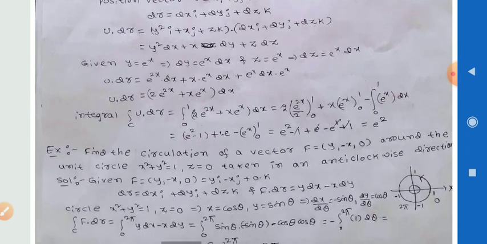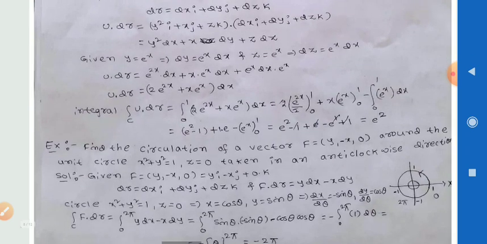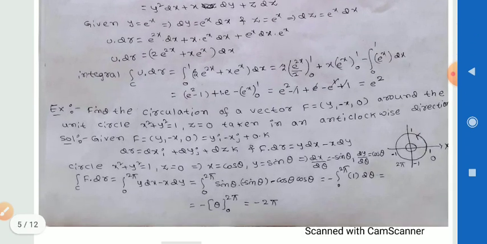Now another problem. Find the circulation of a vector f is equal to y comma minus x comma 0 around the unit circle x square plus y square is equal to 1, z is equal to 0, taken in an anti-clockwise direction.